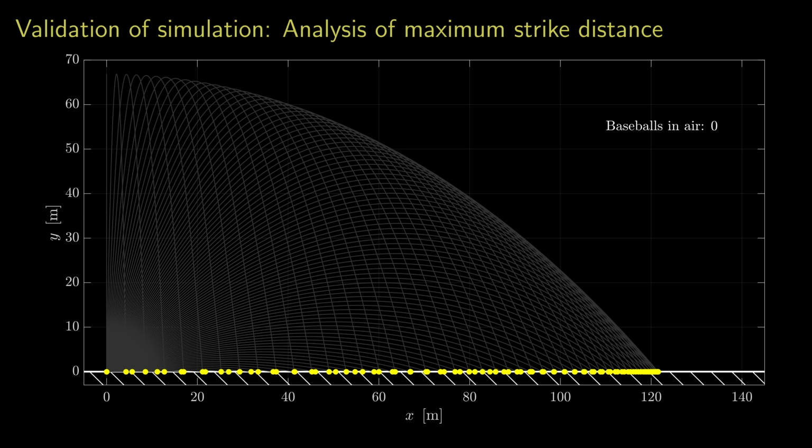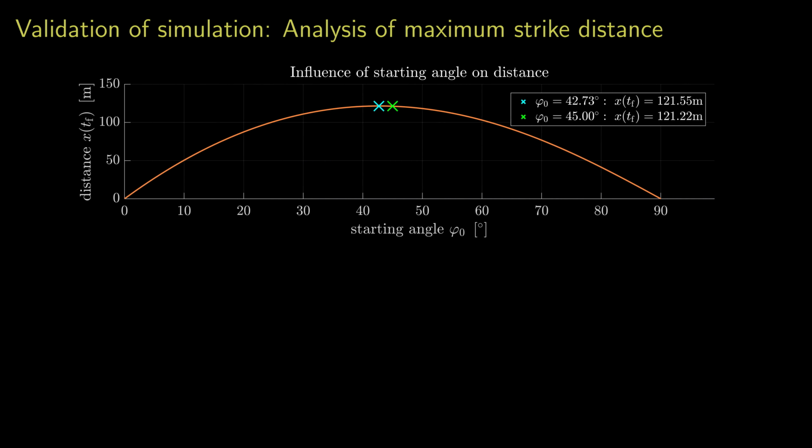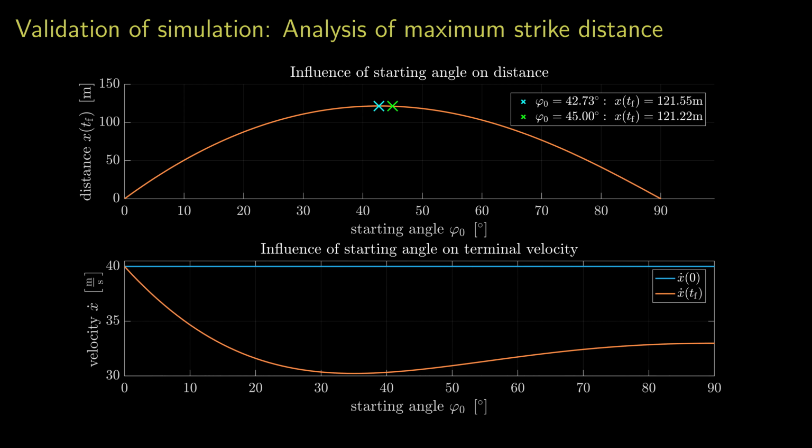Let's remove this animation from screen and plot the distance depending on the initial angle. I have converted the angles to degrees for this plot because I think that makes it easier to read than radians. As we can see, the maximum distance is reached if we launch our baseball at an angle of around 42.7 degrees. It is not an angle of 45 degrees because of the influence of air resistance. We will take a look at another animation showing this in just a moment. Let's look at the second plot first.